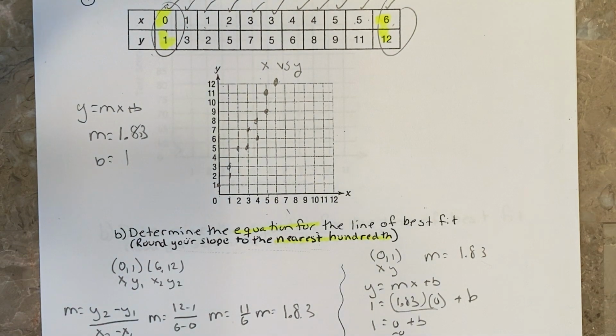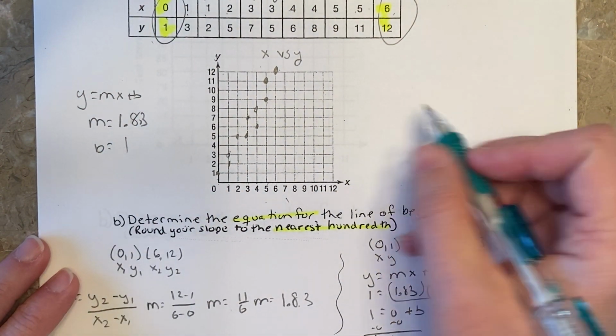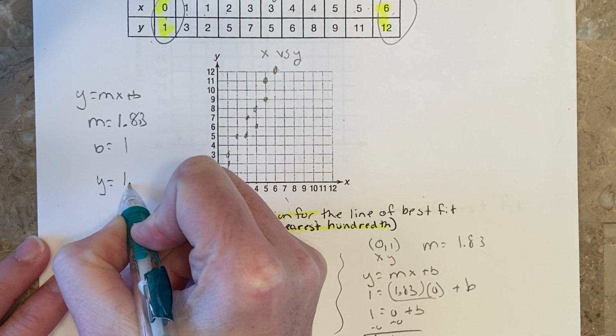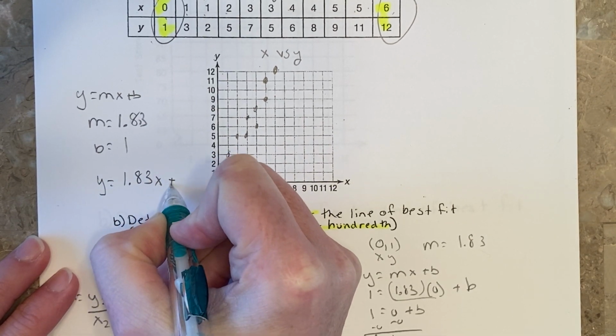All right, so back to our question that doesn't have an outlier. We now have our equation. Our equation is y equals 1.83x plus 1.